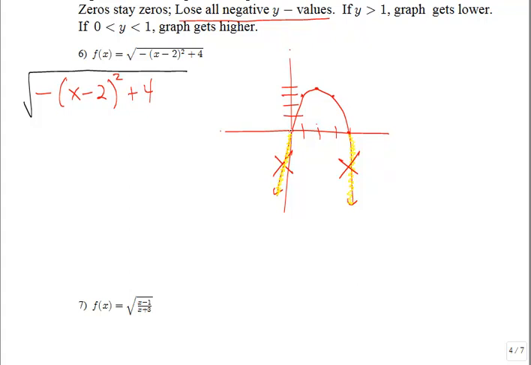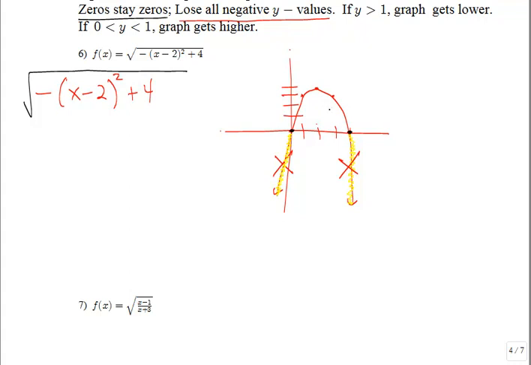So this dot right here has a y value of 0. When I take the square root of 0, it stays 0. Likewise over here, this is a y value of 0. Square root of 0 stays 0. So the zeros stay zeros. So we kept our zeros. We lost our negatives. Now what about our positives? Those are the tricky ones.